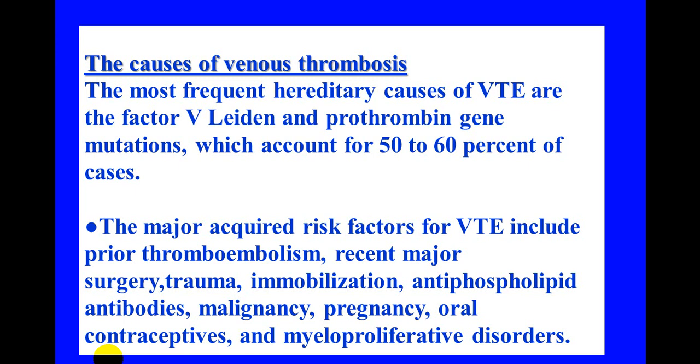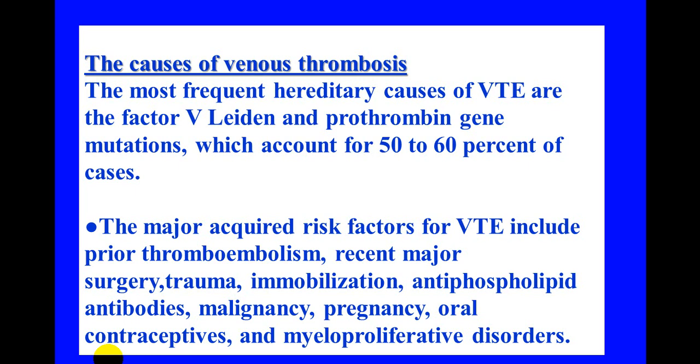The most frequent hereditary cause for venous thromboembolism is factor V Leiden. Leiden is a city in the Netherlands in which the disease was first described. Prothrombin gene mutation accounts for 6% of the cases.